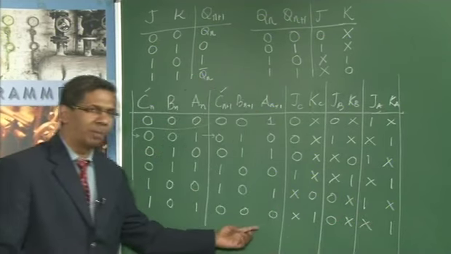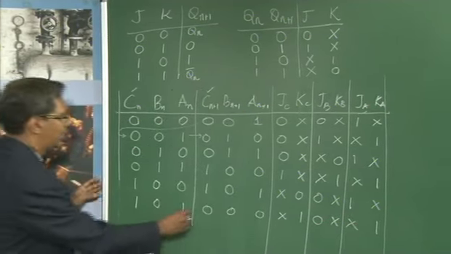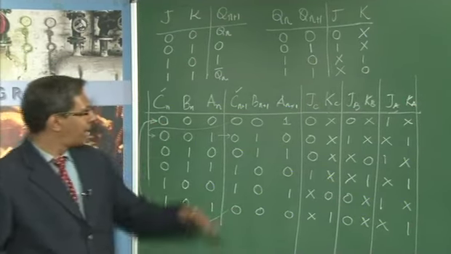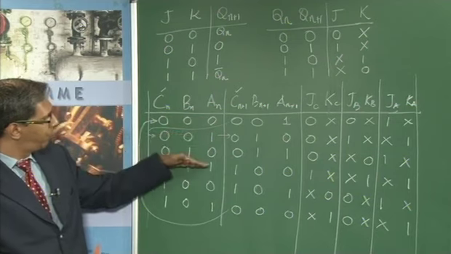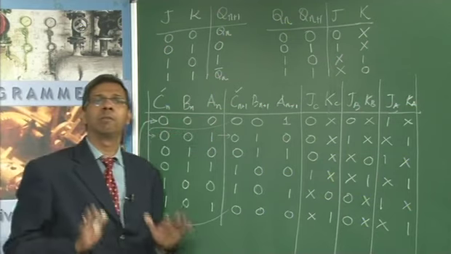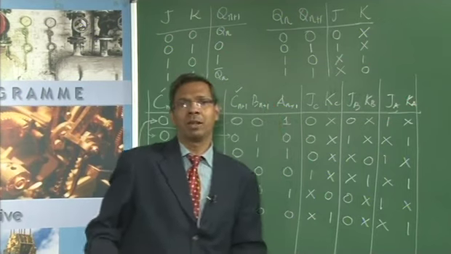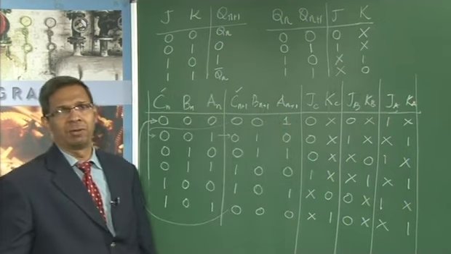Then we don't have to repeat. Now from 0 0 0 it again starts from here, and this table repeats. So I have to write the 6 possible state transitions, and finally I could arrive at all the J and K values.